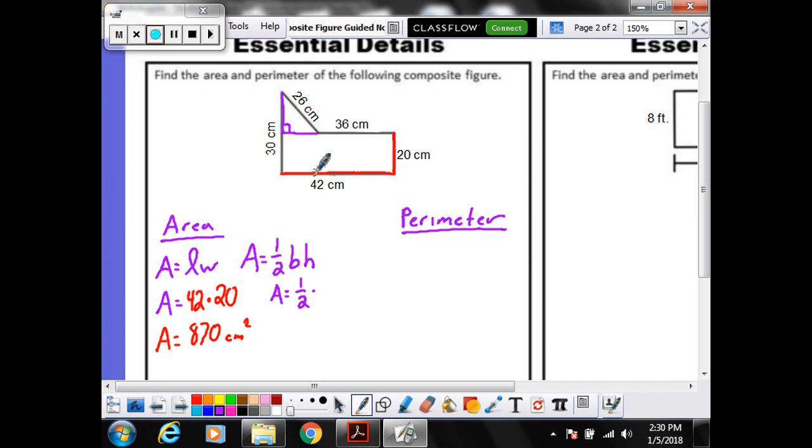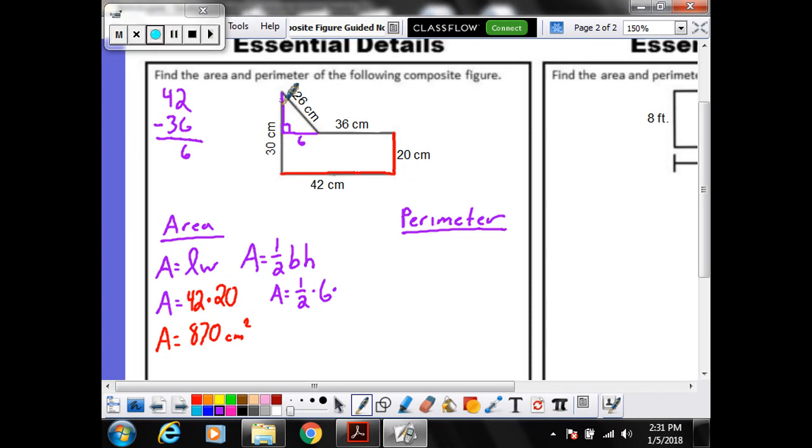So I can do 42 minus, and since 36 only goes partial of the way, I can subtract the 36 to find what's left. So 42 minus 36 gives us 6. So the length of this side is 6, so our base is 6.